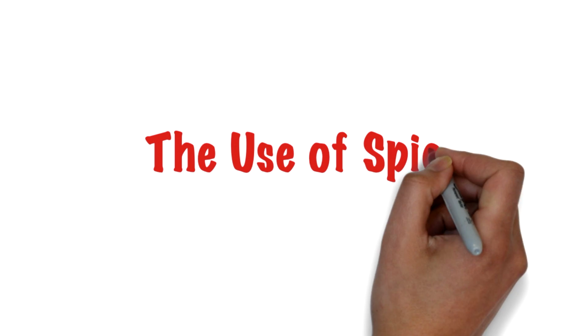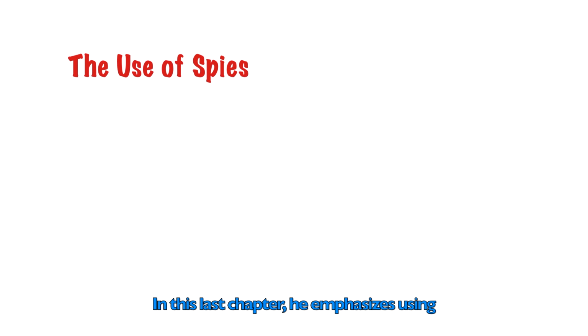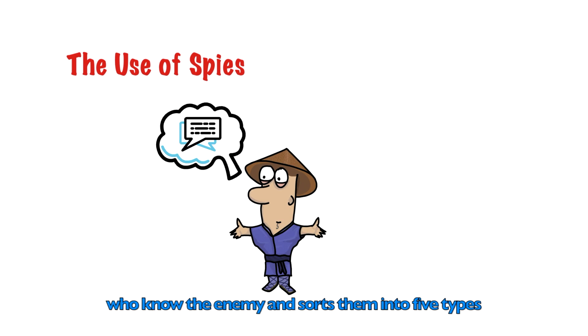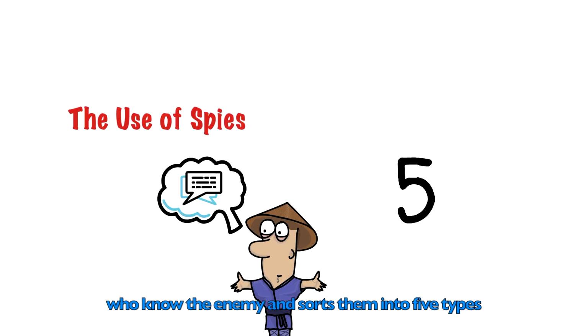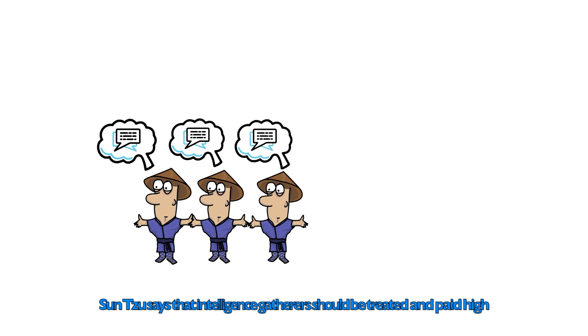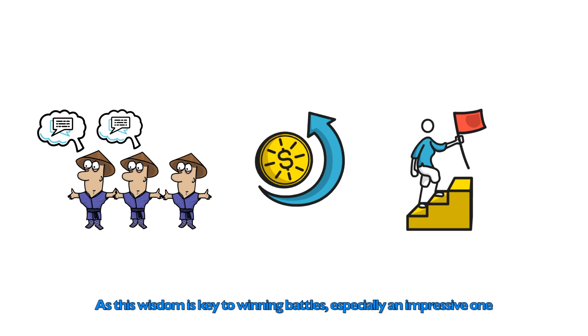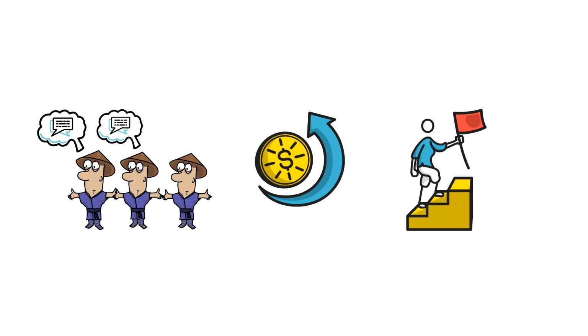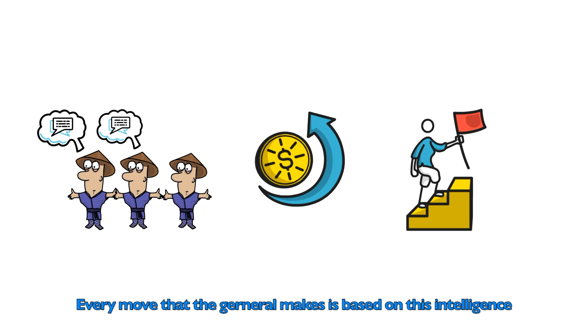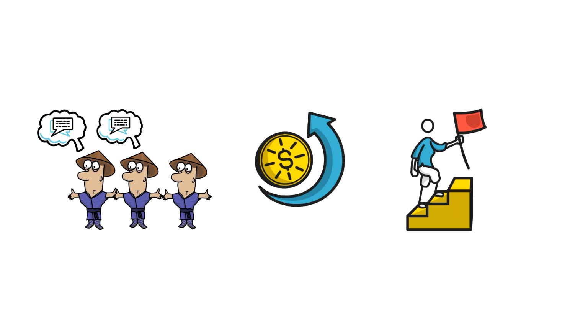The Use of Spies. In this last chapter, he emphasizes using men who know the enemy and sorts them into 5 types. Sun Tzu said that these intelligence gatherers should be treated and paid highly, as this wisdom is key to winning the battle, especially an important one. Every move that a general makes is based on this intelligence.